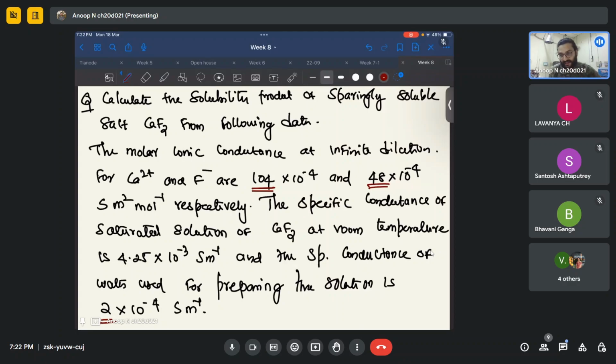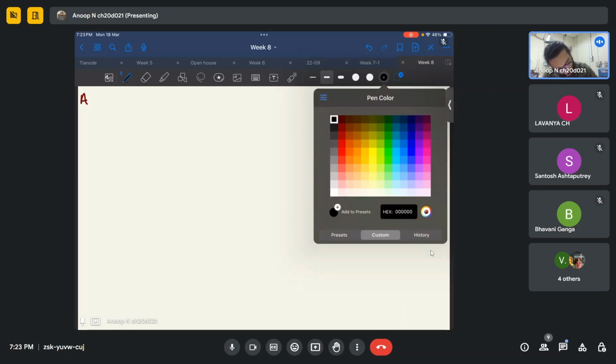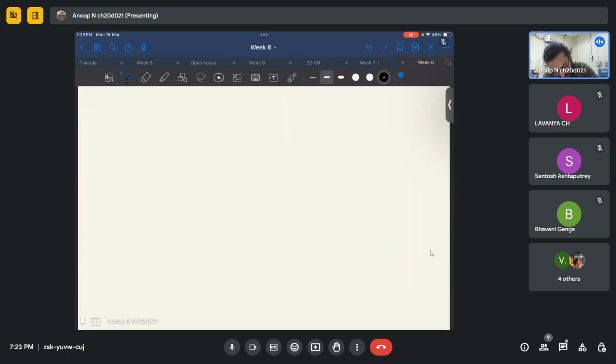Similar to the last question, initially calculate the molar conductivity at infinite dilution for CaF2, part 1. Then part 2 will be finding the solubility, and part 3 will be finding the solubility product.